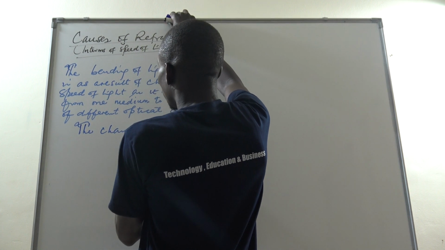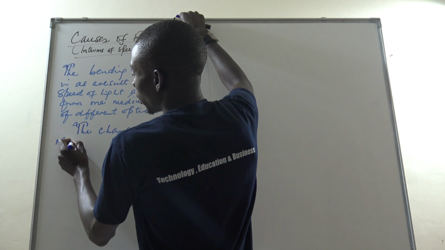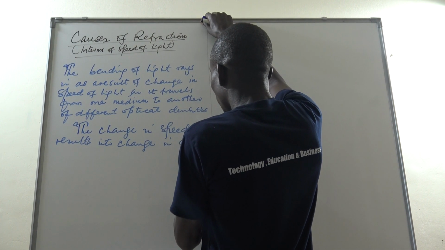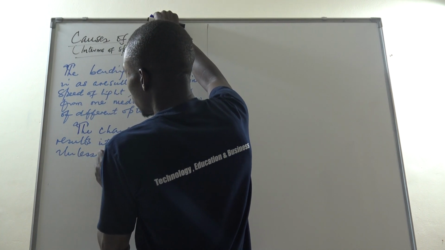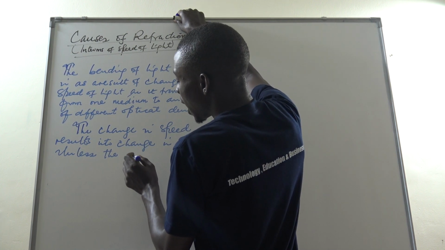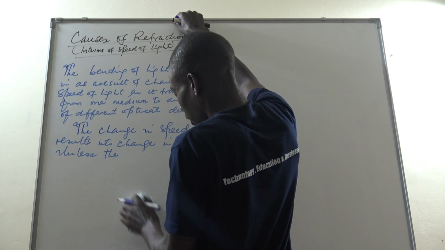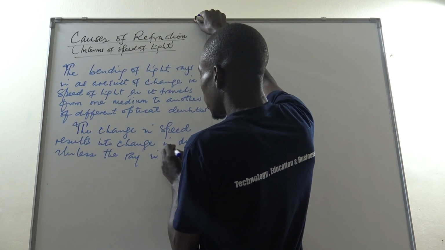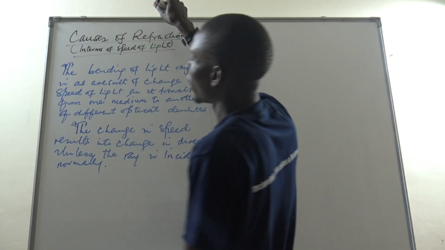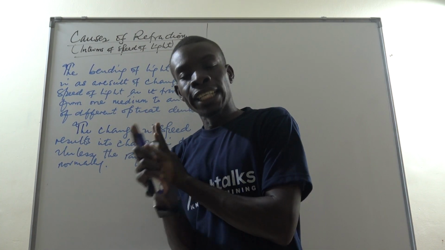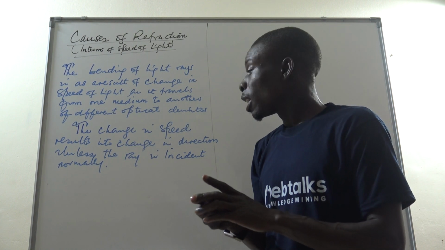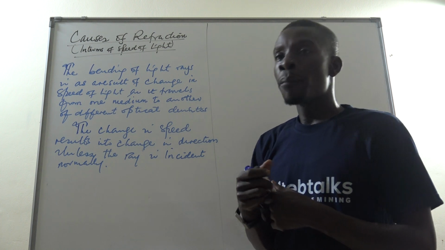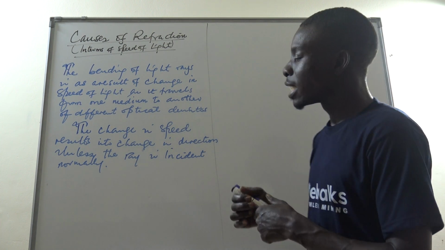the change in speed results into change in direction unless the ray is incident normally. Okay, so always it's very true that the change in speed will always cause change in direction, if and only if the rays are not incident normally, because we know that if the rays are incident normally on the surface, it will not change direction.